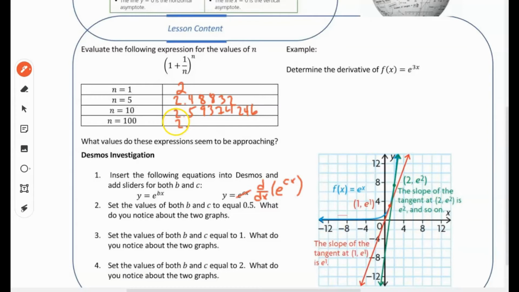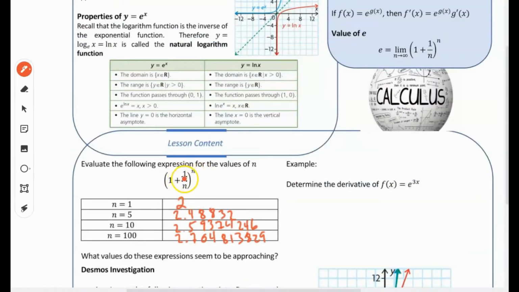With a much larger n, we get 2.704. So much closer. And with an even larger n, 2.7169. So if you take the limit of this expression as n approaches infinity, that's Euler's number. Now there are other ways to calculate it. I don't know which one you've learned previously, but there's also 1 plus 1 over 1 factorial plus 1 over 2 factorial plus 1 over 3 factorial, and so on and so on.